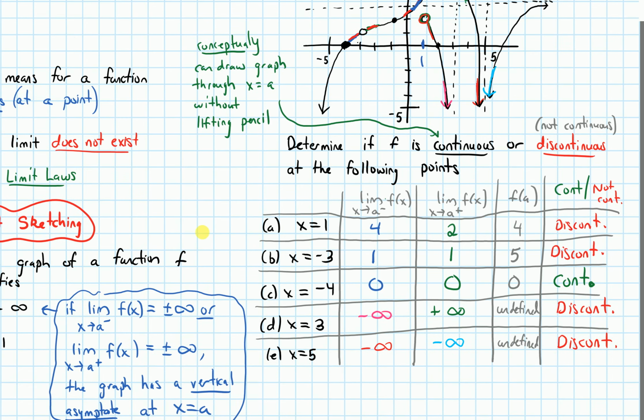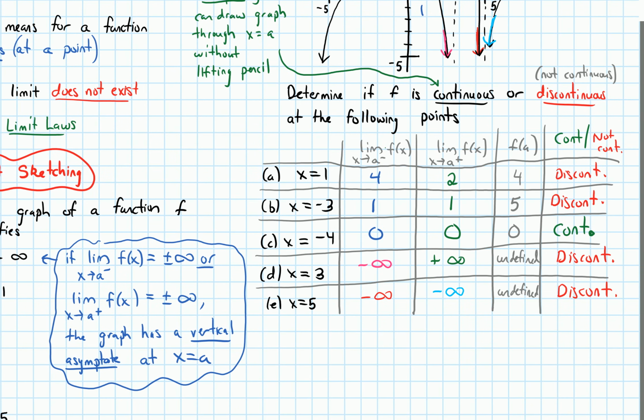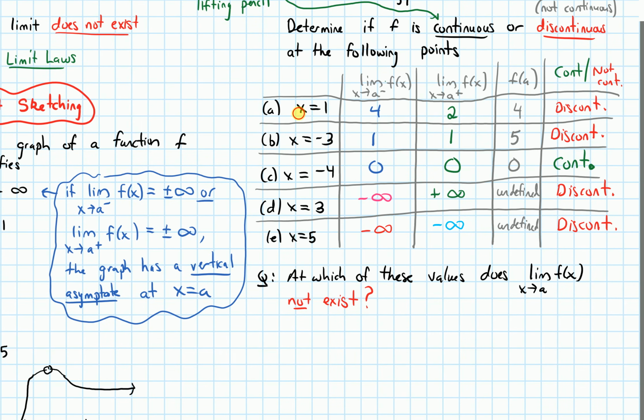Okay, so now that I have this completely filled out, I want to ask a follow-up question about limits. At which of these values does the limit as x approaches a of f of x not exist? Okay, so let's think about that. For the limit to exist, we need these one-sided limits to be the same. In fact, let's write that down.